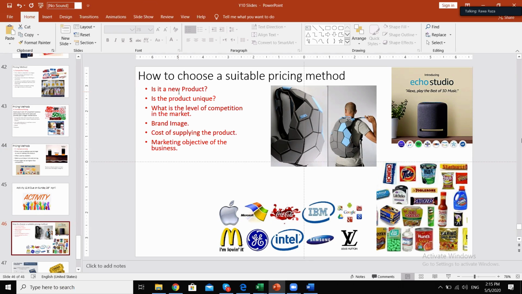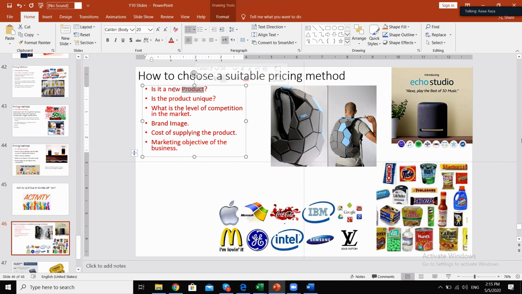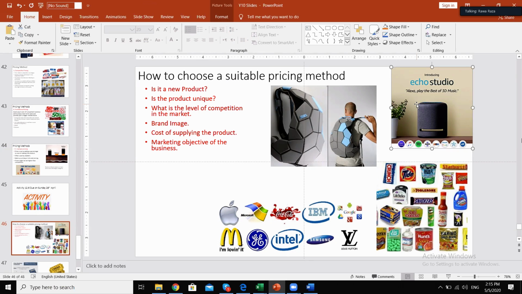Well, you have to read it, obviously, to see what the product is. Is it a new product or a product that already exists in the market? For example, this Eco Studio that Google is producing, it's a new product. So you might say, since it's new, I might go with price skimming because I want to create a good brand image for it, a quality image for it. I want it to have a good reputation.